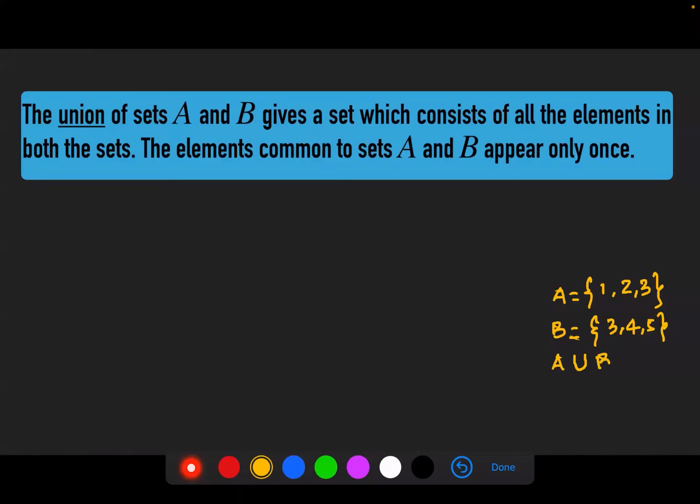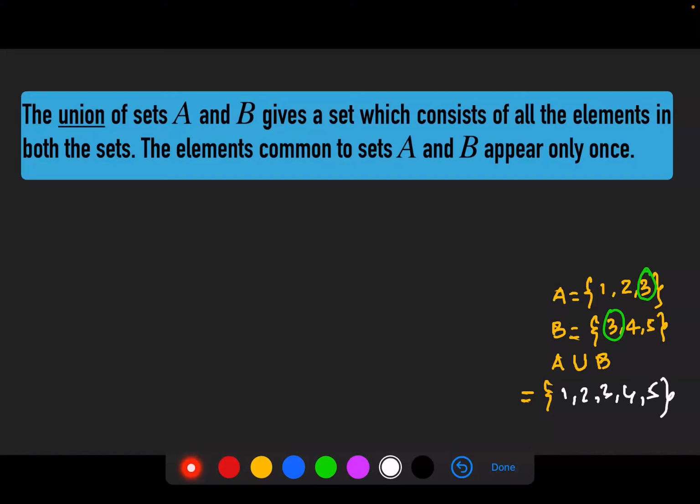Okay, so when you do A union B, what you're trying to do is get all the elements in set A, and you're going to get all the elements in set B. But when you do that, you may have some common elements. Those common elements are taken only once. They're counted only once. So in this case, you see that 3 is common. Because 3 is common, you're going to take it only once. So 1, 2, 3, 4, 5. So that is the union operation.